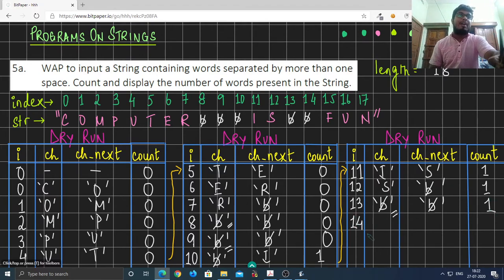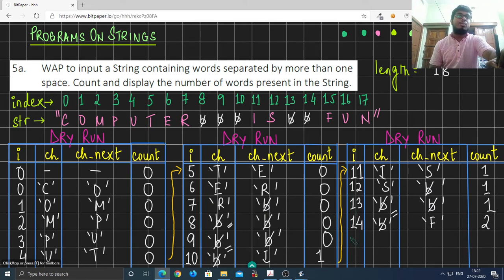We come at 14. Now at 14 we have the character space, and the character following it is F. So this is the kind of space that we are looking for. The current character is a space, and the character following it is not a space. Therefore, we have found our worthy space, and therefore we increase the value of count. And the value of count becomes 2 at this point.